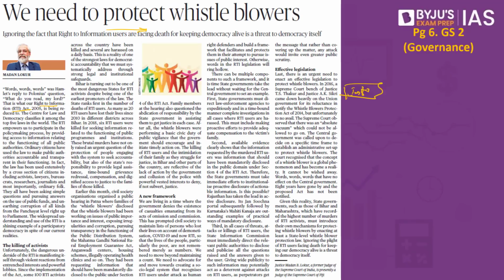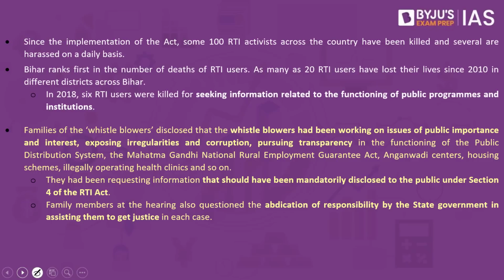So what exactly is happening of late? What we are witnessing is the killing of the activists. Since the implementation of the RTI, some 100 RTI activists across the country have been killed and several harassed on a daily basis. If you look at multiple states in India, Bihar ranks first in the number of deaths of RTI users. As many as 20 RTI users have lost their lives since 2010 in different districts across Bihar. In 2018, 6 RTI users were killed for seeking information related to the functioning of public programs and institutions. These people who question the government, extract some information and ultimately put it out in the public domain are killed because someone else could be put behind bars.